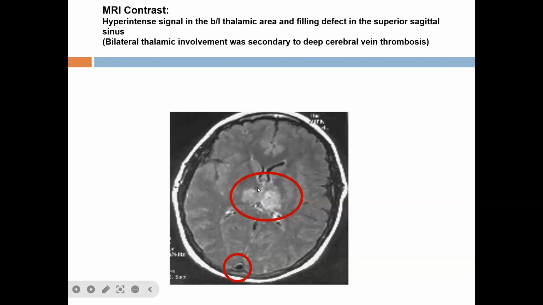Here also flow void is there, and hyperintense signal predominantly seen in the thalamus and basal ganglia area. This is due to the obstruction of the deep dural venous sinuses. Next slide.